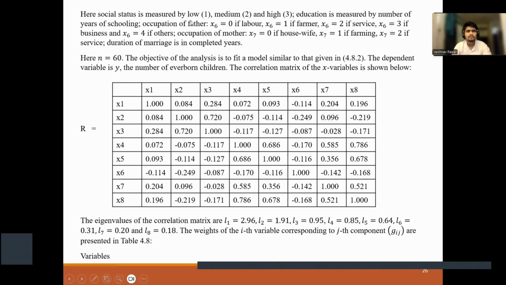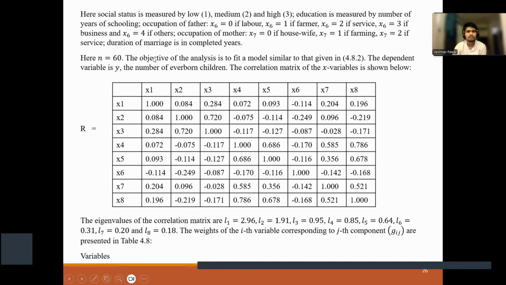The social status is measured by low, medium, and high: one is low, two is medium, three is high. Education of father is in number of years of schooling. Occupation of father is zero if labor, one if farmer, two if service, three if business, and four if others. Occupation of mother, X7, equals 0 if housewife, 1 if farming, 2 if service. Duration of marriage is in completed years.